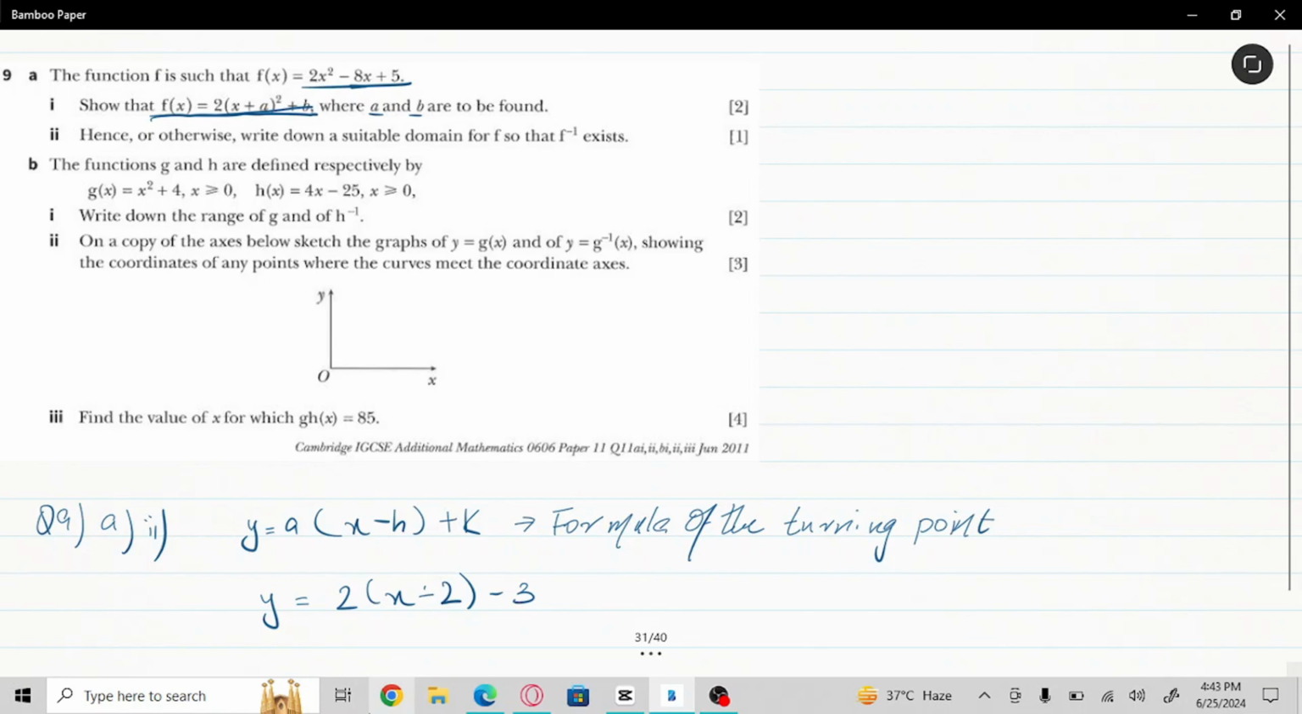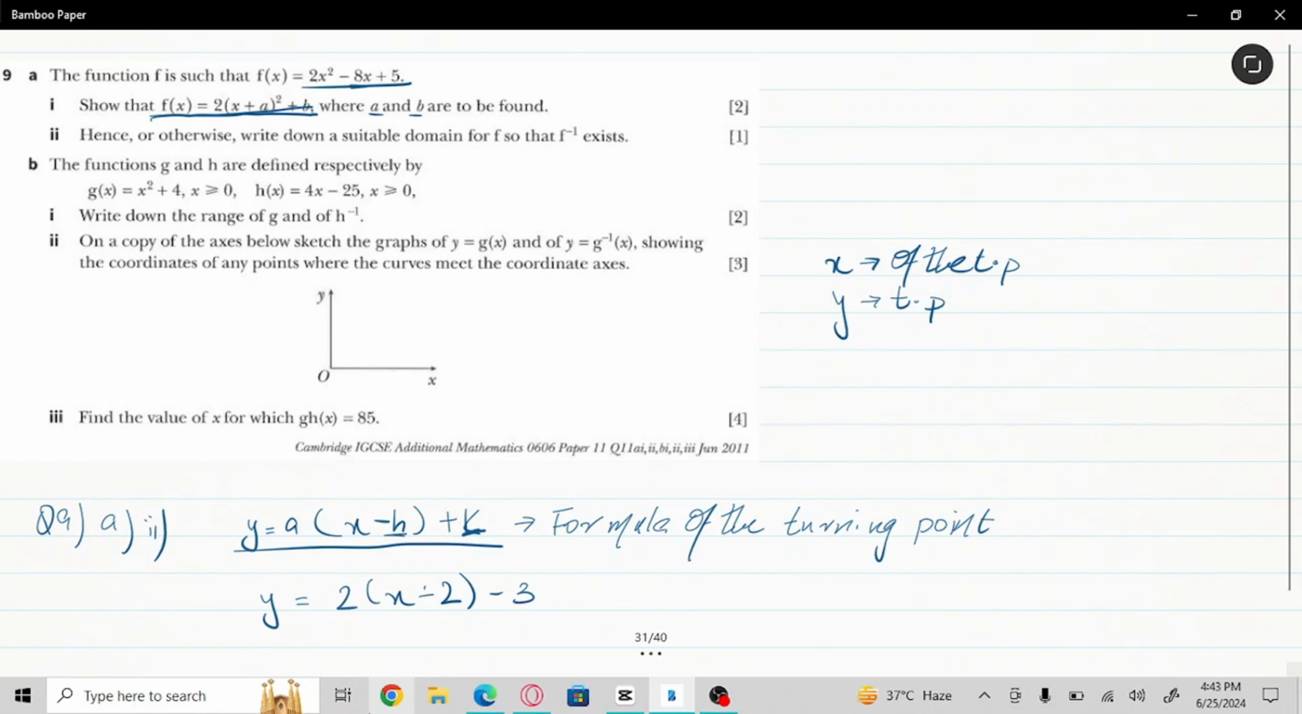So as we can see in this equation, we can relate to it, where a is equal to 2, we do not need a. So in this formula itself, y is equal to a(x minus h) plus k. The h value is actually the x value of the turning point. I'm going to write TP instead of turning point. And the k value is the y value of the turning point.